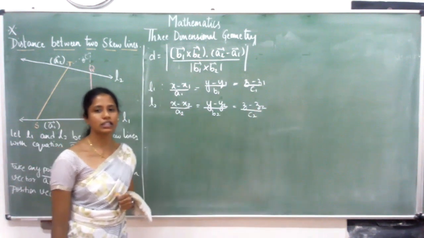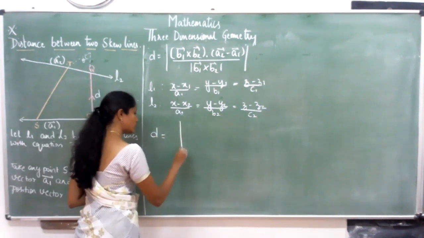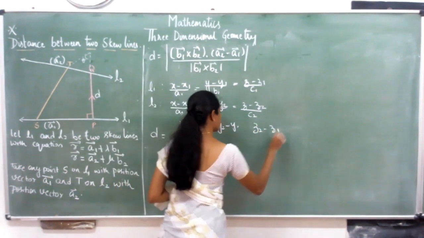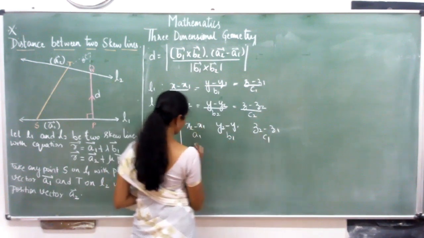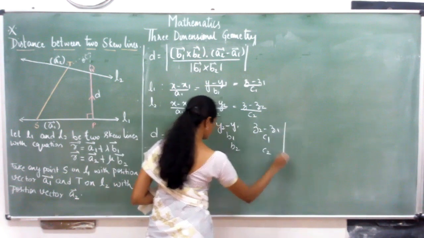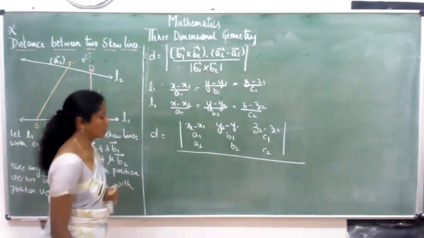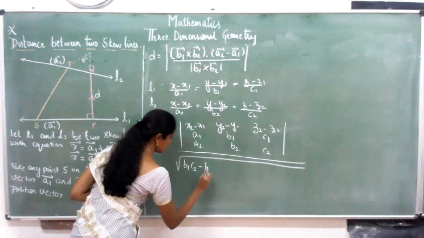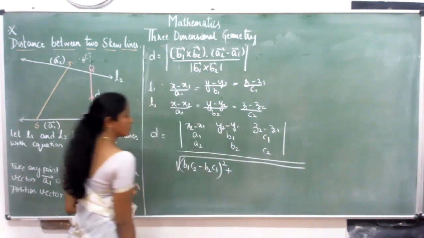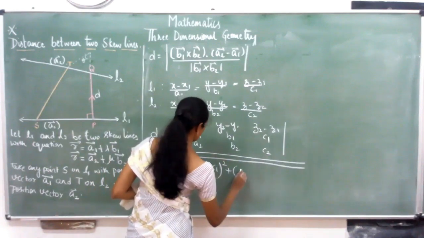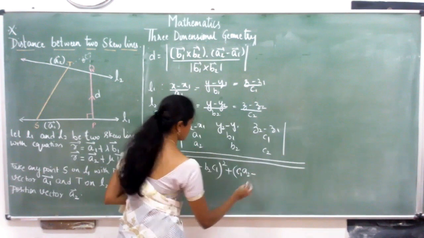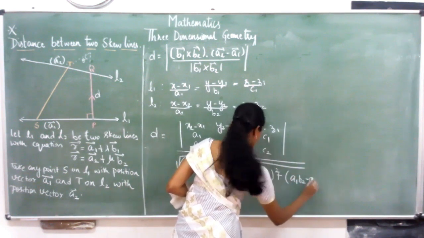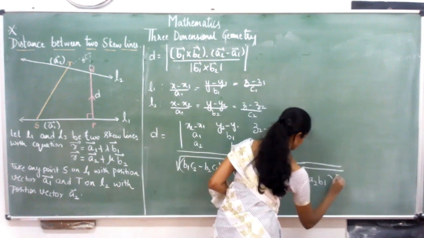If the equations are given in Cartesian form, then D is equal to determinant of x2 minus x1, y2 minus y1, z2 minus z1, a1, b1, c1, a2, b2, c2 whole divided by root of b1 c2 minus b2 c1 the whole square plus c1 a2 minus a1 c2 the whole square plus a1 b2 minus a2 b1 the whole square.